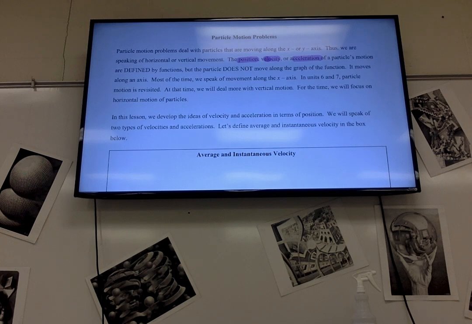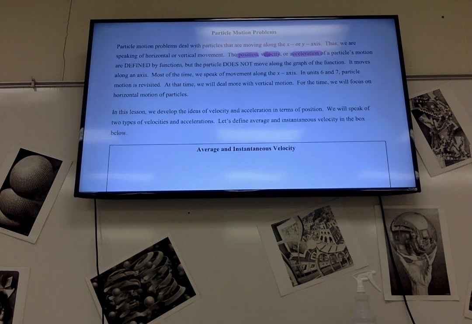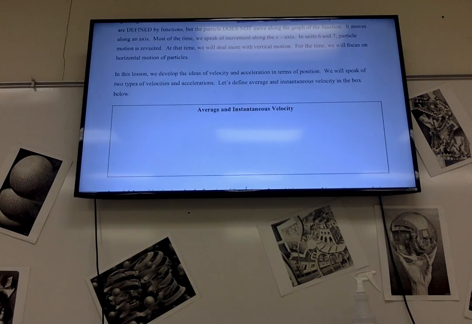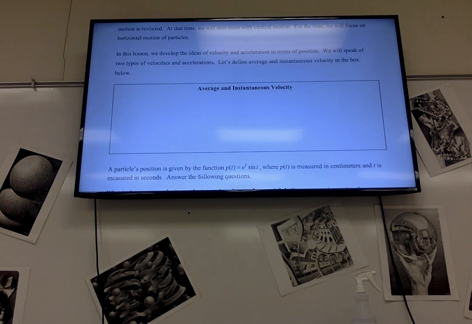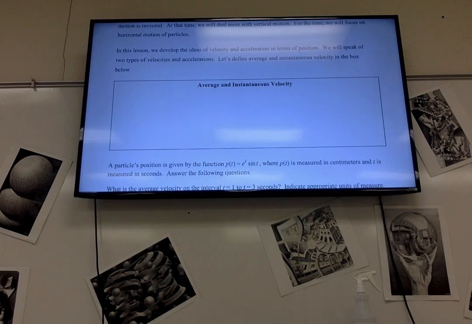Most of the time, we speak of moving along the x-axis. So we'll do that again. So let's write this down. Average and instantaneous velocity. Is this going to be called AIV? No.